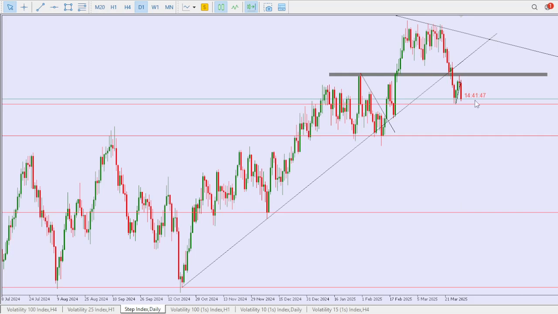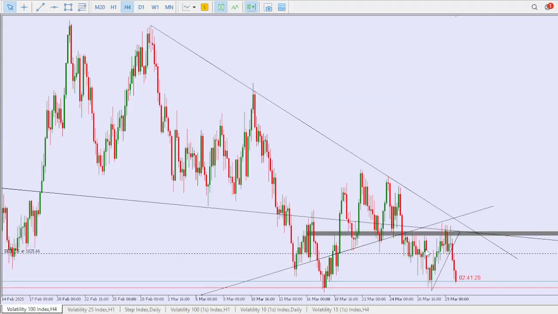But like I said, we've missed this entry, and I'm really hoping and praying that price goes back up to this zone like it did on Volatility 100. Let me show you Volatility 100. So this is just all about Step Index. This trading thing is very simple. So this is Volatility 100, right?